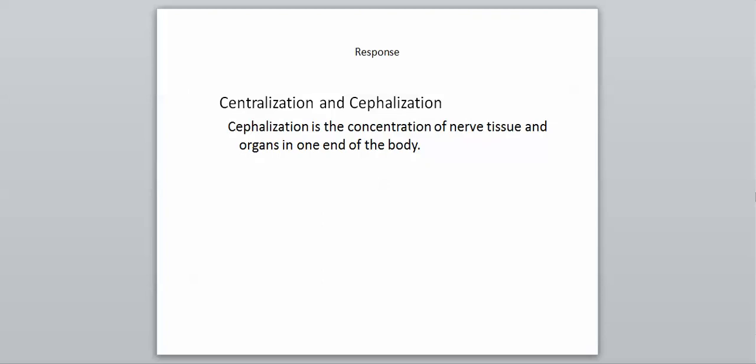So cephalization, as a reminder, is the concentration of nerve tissue and organs in one end of the body. So that just means that, an example would be in our insects, all their nerve cells are concentrated at the front end of their body to form a brain.